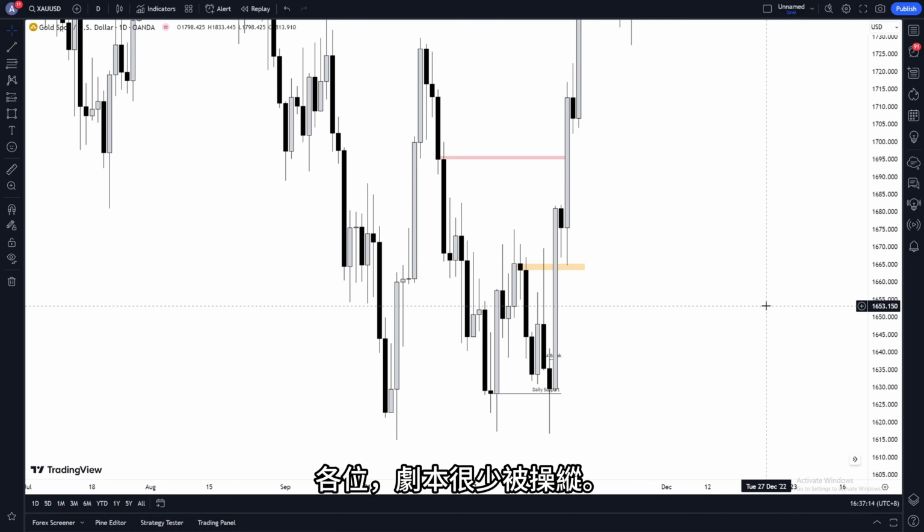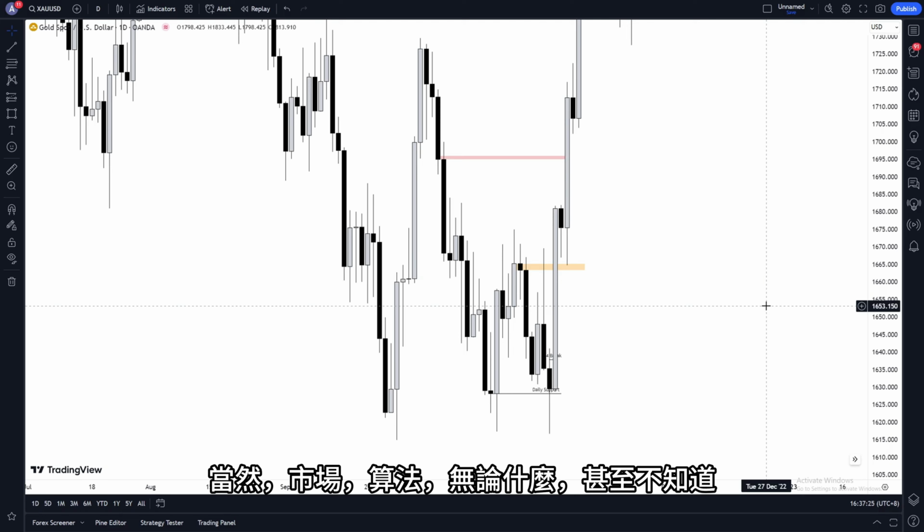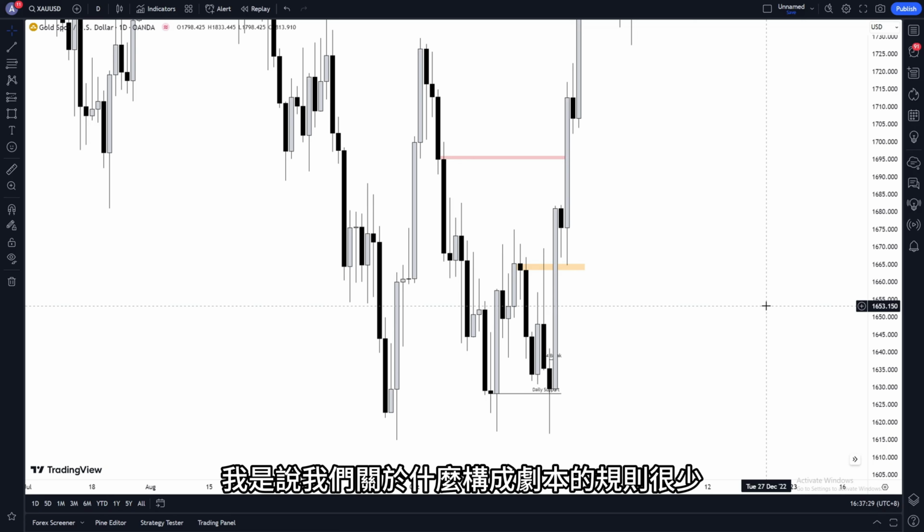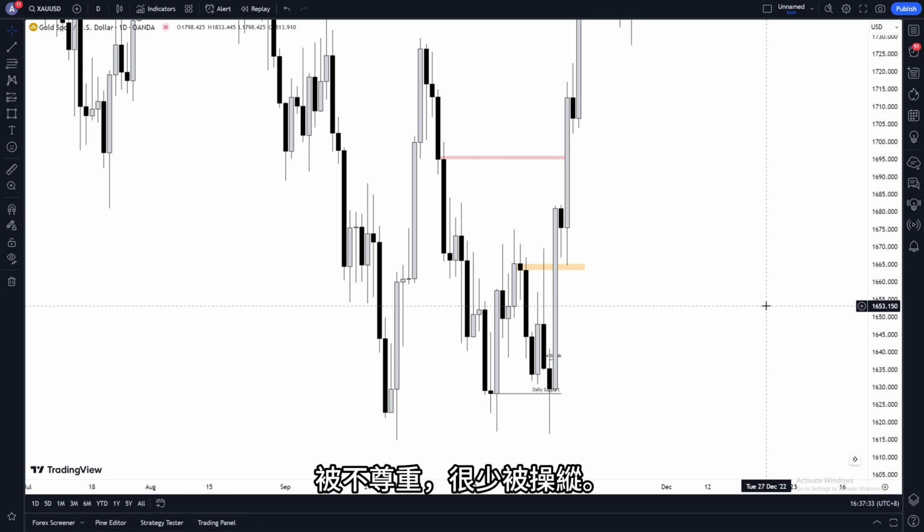Guys, storylines are rarely ever manipulated. I can count on one hand the number of times that storylines have been intentionally manipulated. Of course, the market, the algorithm, whatever, doesn't even know that a storyline exists. I'm saying our rules of what constitute a storyline rarely ever get disrespected, rarely ever get manipulated. It's usually our own bad reading, right? But here it's very easy.